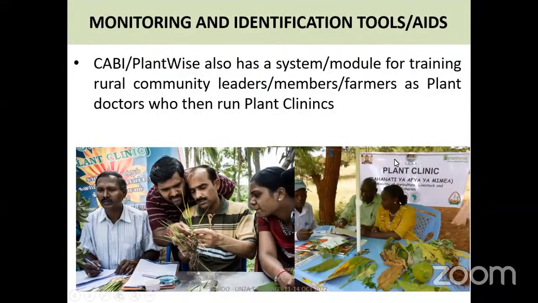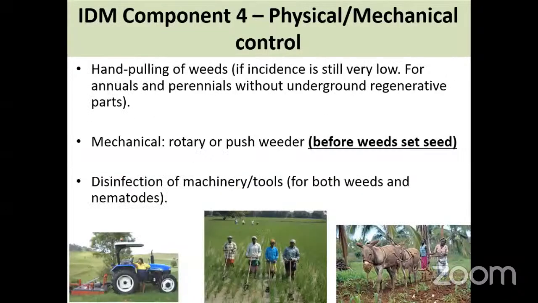These are just examples of how such things operate. A plant clinic organized by Kirby. Again, there are modules you can use to train farmers and community leaders on how to identify weeds and several other pests and diseases.